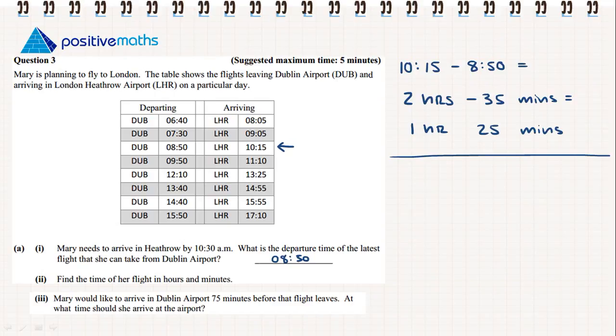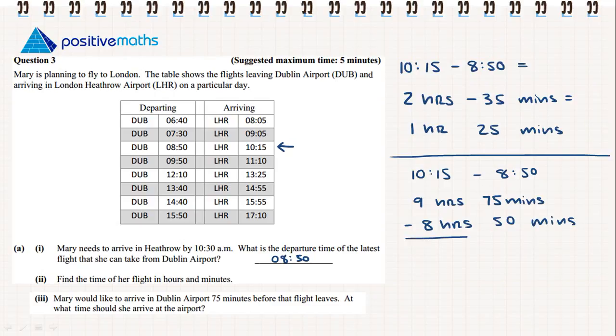So another way we can calculate that. If we have 10 hours 15 minutes minus 8 hours and 50 minutes, and we don't want to work with the negative minutes, we can change that to 9 hours and 75 minutes. And then subtract our 8 hours and 50 minutes, and we'll get the same result. So 9 hours minus 8 hours is going to give us 1 hour. 75 minus 50 is going to give us 25 minutes.